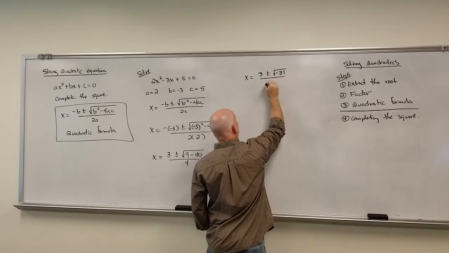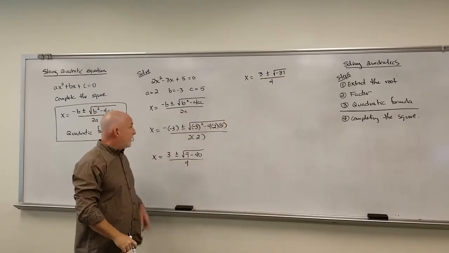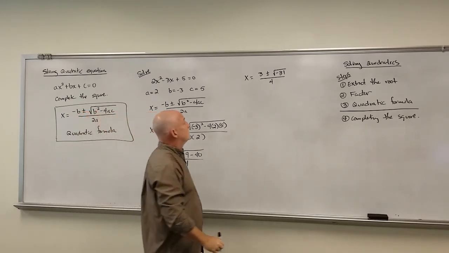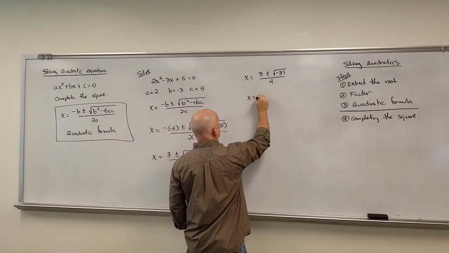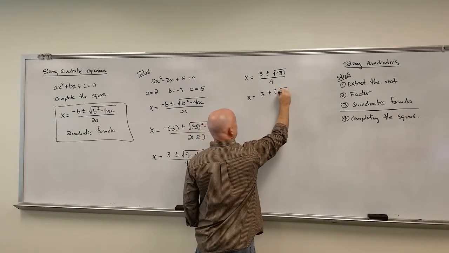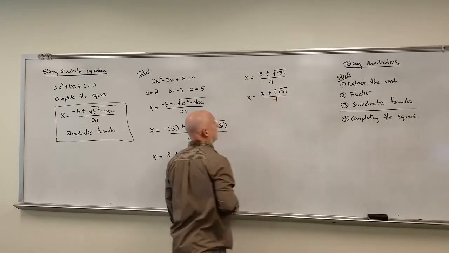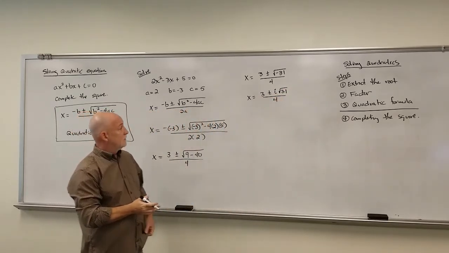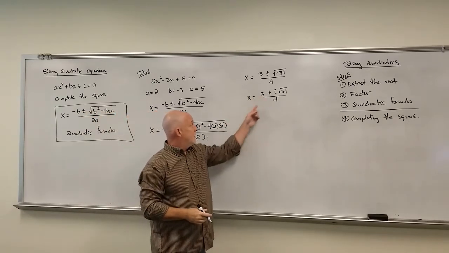All over 4. Now once you've simplified all the numbers, then see if you can simplify your radical. Now in this case, we can simplify the radical a little bit. We can take out the i, all over 4. Now the last thing you want to try to do is see if you can simplify this fraction. We'll see on the next example what I mean by that.